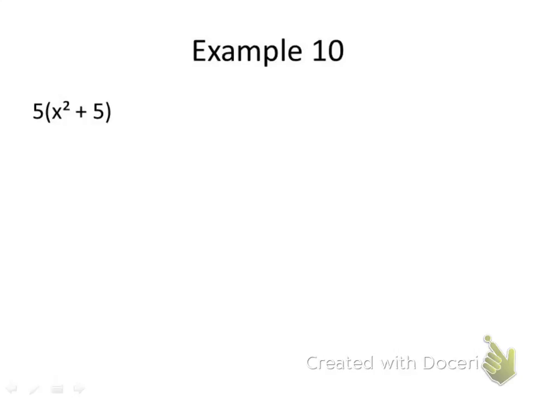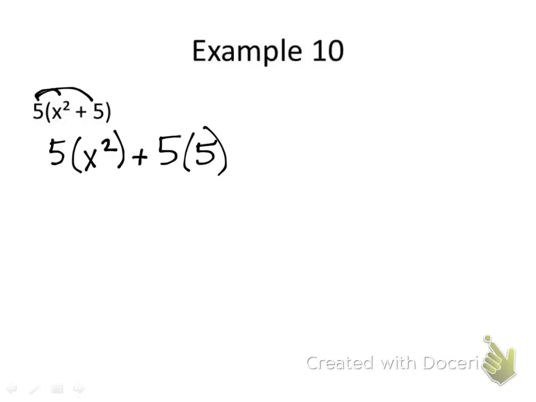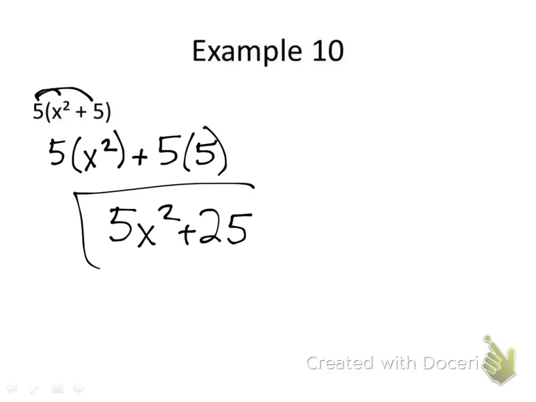What do I do here? Multiply 5 and x squared. Yeah, multiply 5 times x squared plus, then you multiply 5 by 5. This is back to single distributing. You're good at this. 5 times x squared is 5x squared, and 5 times 5 gives you 25. Boom. What are your questions?